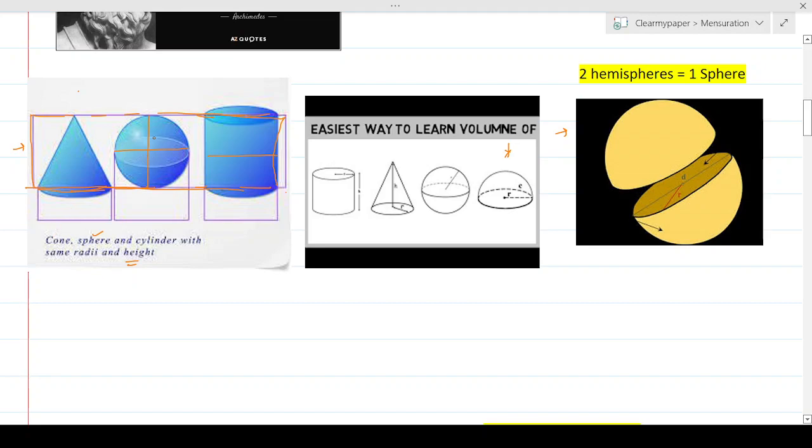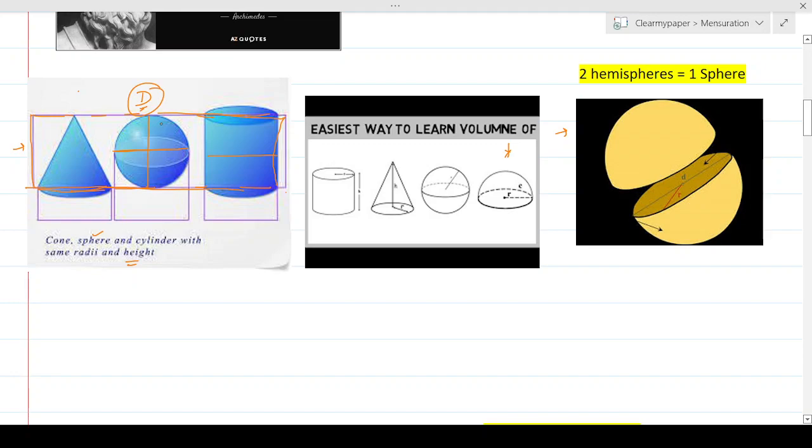So in this case, although we say all of them have the same height, the height in the context of a sphere means its diameter. However you see it, you see it this way or this way, the height of the cylinder and cone is equal to the diameter of the sphere, because the diameter of a sphere, however you cross-section it, is going to be the same. That's the beauty of a sphere.